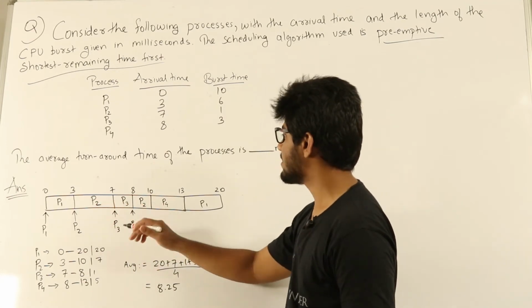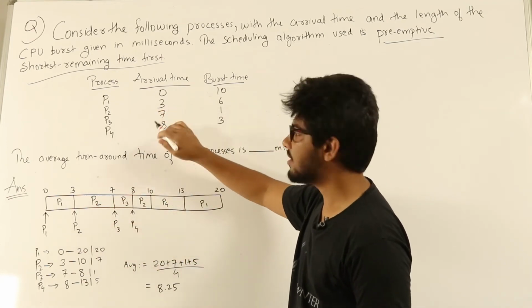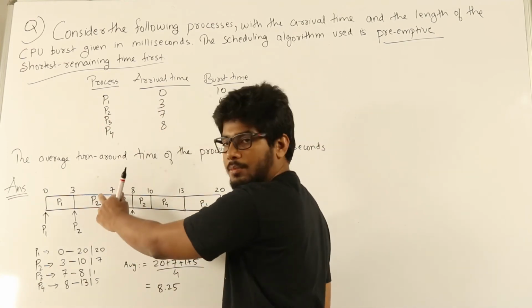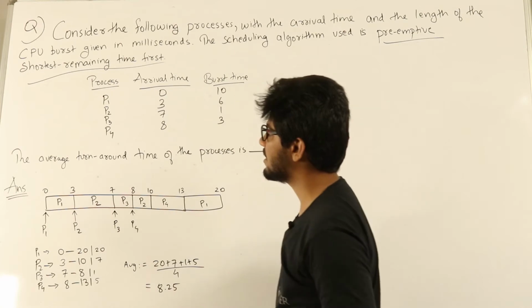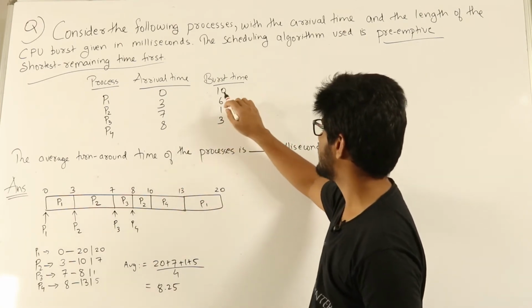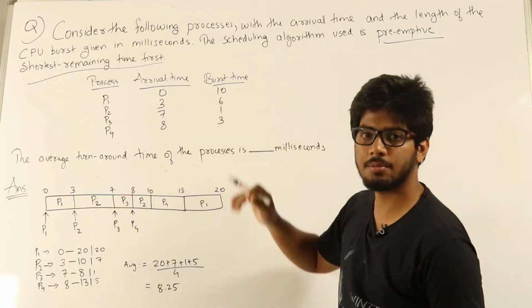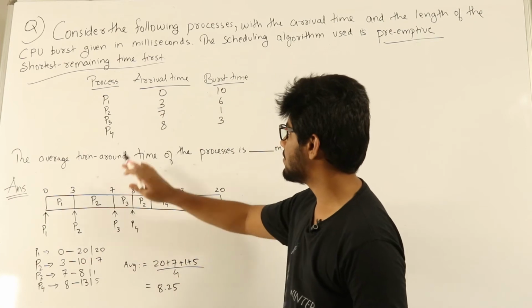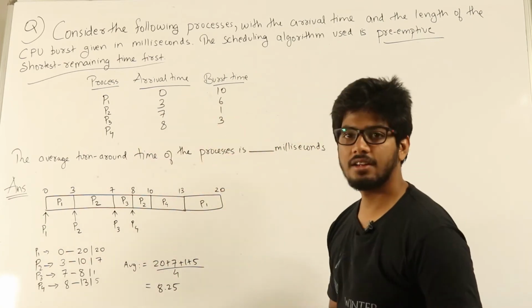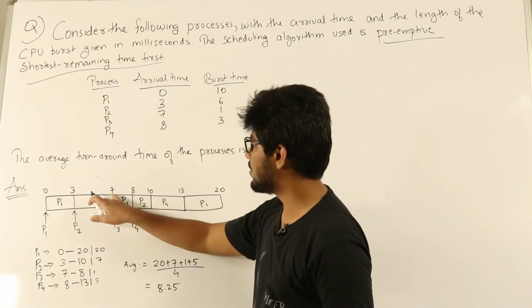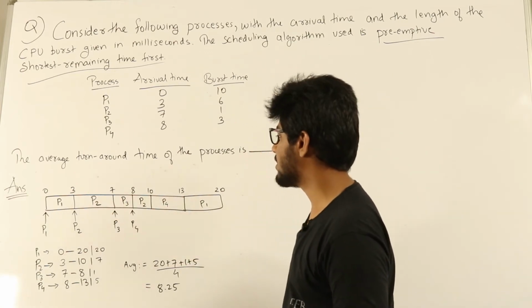Now P2 proceeds, and when the time is 7, process P3 also arrives. At this point P2 has run from 3 to 7, meaning it has used up 4 milliseconds of its burst time, and there was a total of 6 milliseconds, so the remaining burst time is 2 milliseconds. But now P3 has also arrived and P3 has only 1 millisecond remaining, meaning at this point P2 will also be preempted and P3 will be allotted the processor.